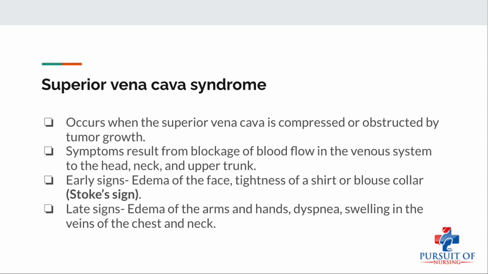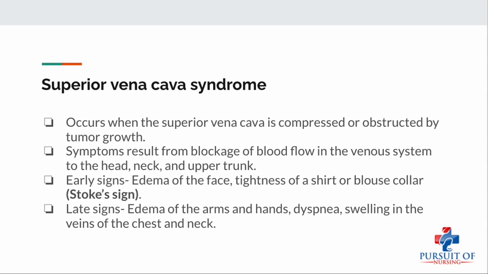So symptoms are going to result from a blockage of blood flow in the venous system to the head, neck, and upper trunk. So early signs versus late signs, know the difference. Early signs of superior vena cava syndrome are going to be edema of the face. They might complain of tightness of a shirt or blouse collar, which is known as Stokes sign.